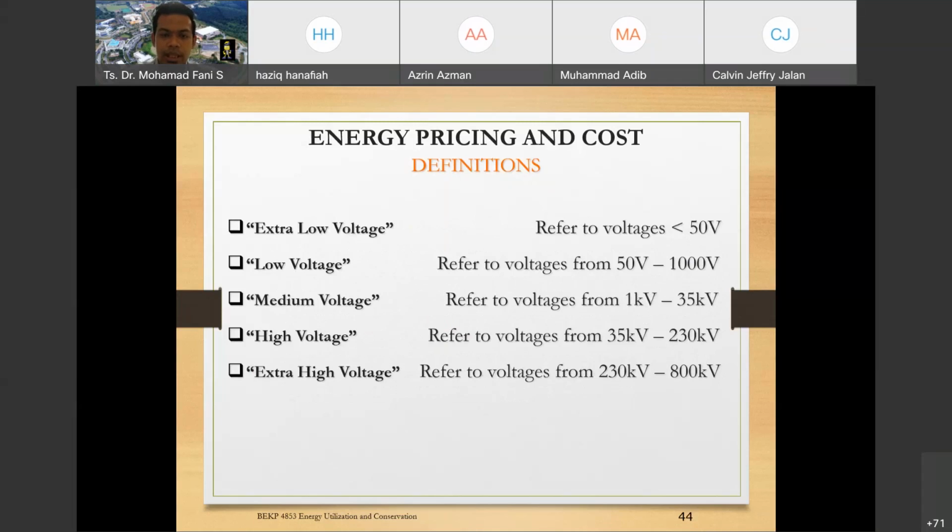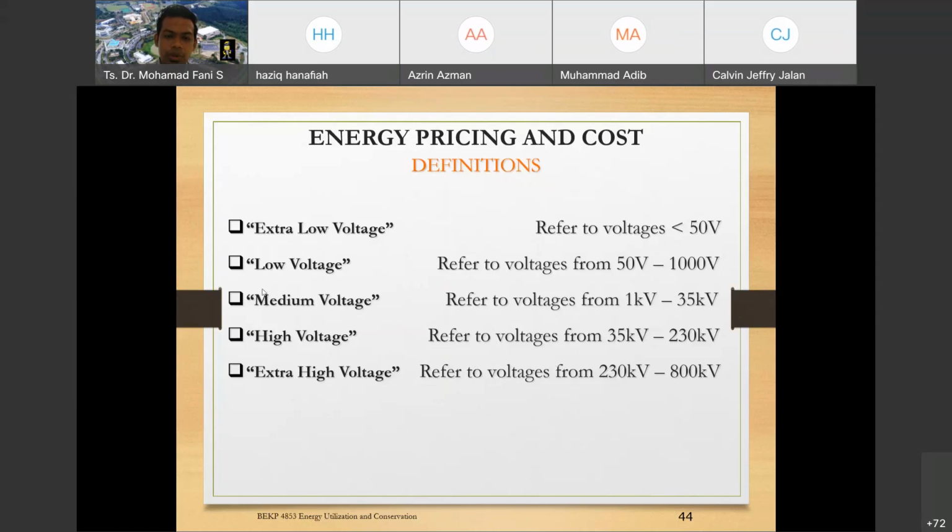Okay, this one is the category for the voltage: extra low voltage, medium voltage. Medium voltage starts from 1 kilovolt to 35 kilovolt, and for high voltage, beyond 33 kilovolt to 230. So extra high voltage starts from 230 kilovolt to 100 kilovolt.